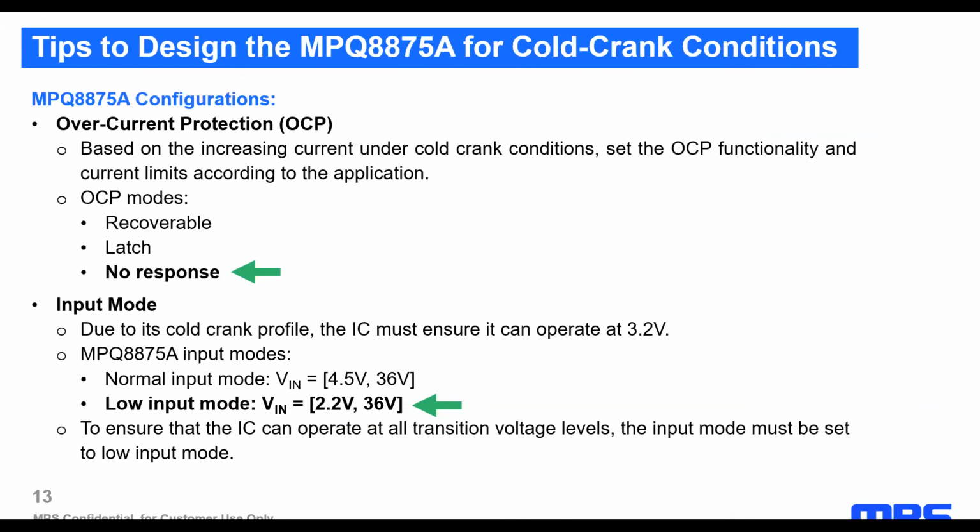Secondly, the IC must be configured taking into account this current peak. For this reason, we must disable the overcurrent protection. This protection feature has a maximum limit of 9 amperes, and as has been seen before, the obtained current peak is above this limit. If it's not disabled, the IC will shut down and the output voltage will not be constant. On the other side, in normal input mode, the allowed input voltage range goes from 4.5 volts to 36 volts. In order to cover the full range of the cold crank profile, it's needed to set the low input mode, which allows a voltage down to 2.2 volts.